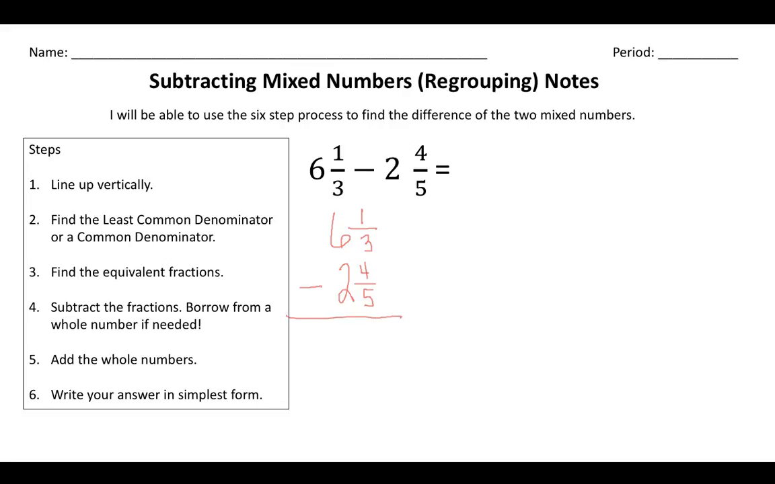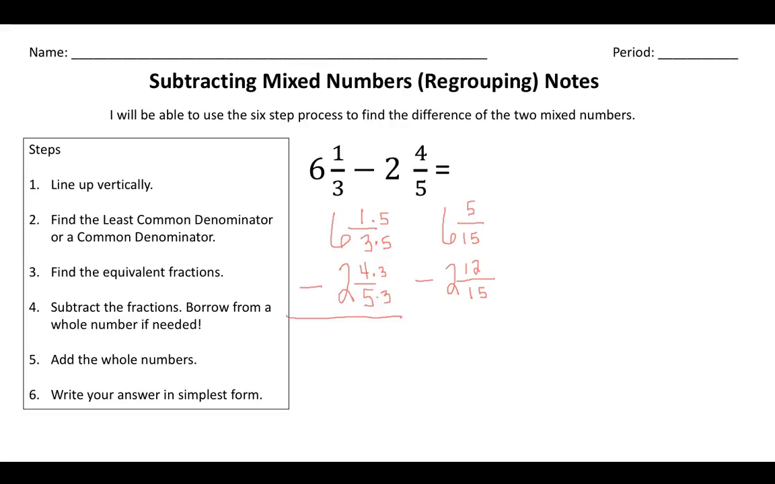Step 2 is we need to find a common denominator. So using our cheat code, with the opposite denominator, 3 times 5 and 1 times 5. And with this fraction down here, using the opposite denominator, 5 times 3 and 4 times 3. And we will rewrite our mixed numbers with their equivalent fractions to the right. So we have 6 and 5/15 minus 2 and 12/15.